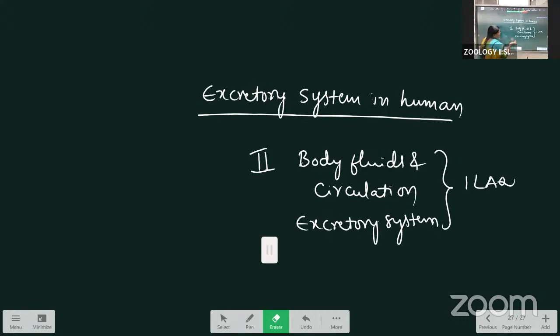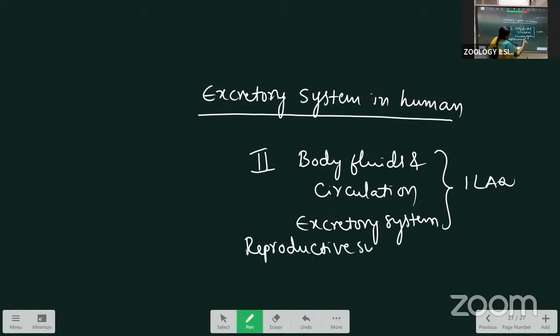First, the reproductive system. Two are important: the male reproductive system and the female reproductive system. Among these two, one will come 100% compulsorily, either the male or the female reproductive system. One will be compulsory, and one more lesson is genetics.